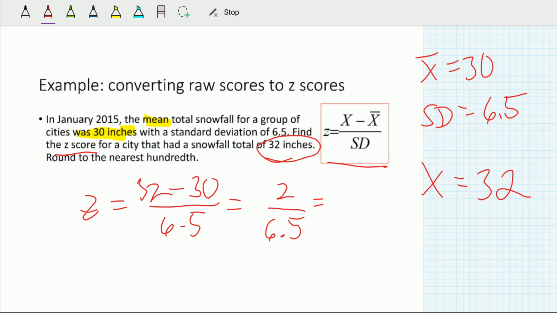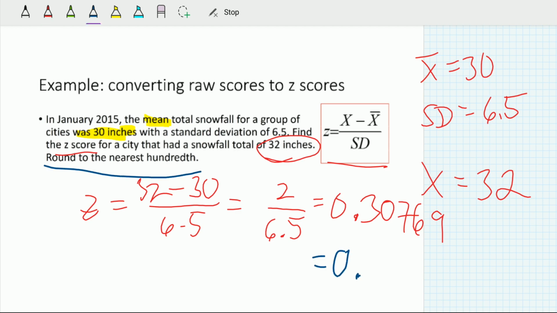So after I do 2 divided by 6.5, I get 0.30769. So I'm just putting a bunch of numbers, and then we'll talk about how to actually get the answer. So 0. And then remember, round to the nearest hundredths. So I need 2 decimal places. So to figure out what I'm going to do with the 0, I just need to look at the next number. Since it's a 7, that means the 0 is going to go up to the 1. So then that'll be my answer for the z-score.